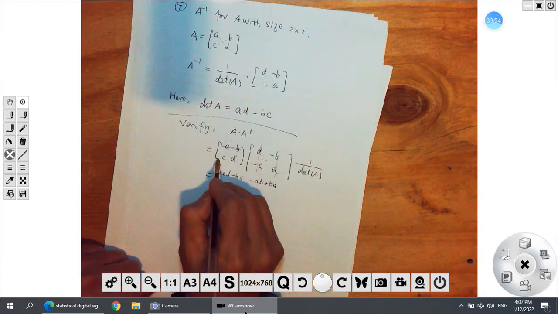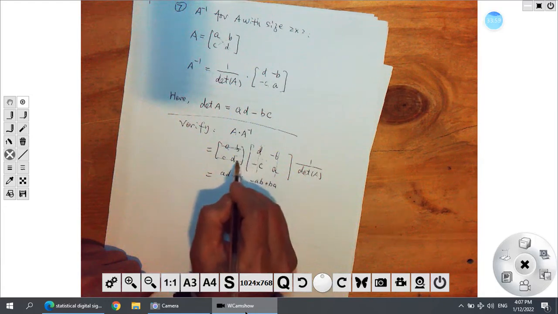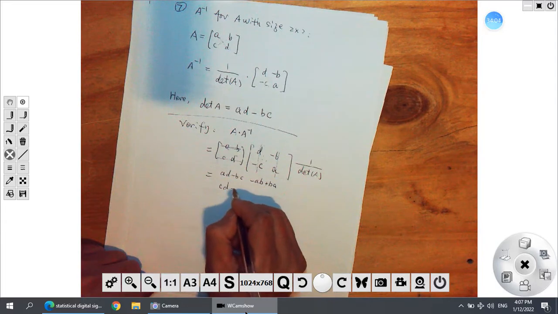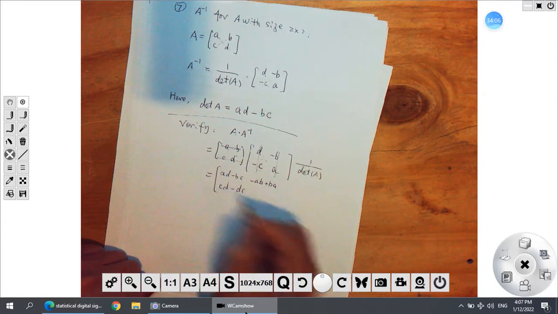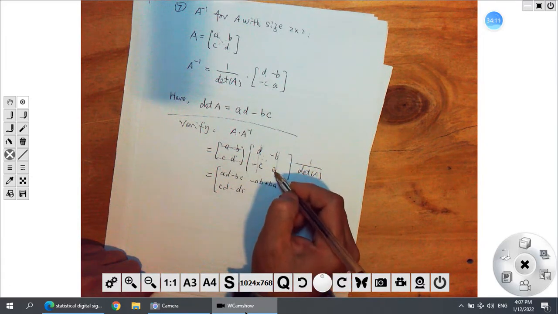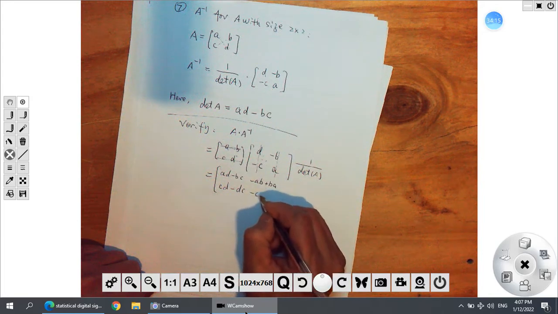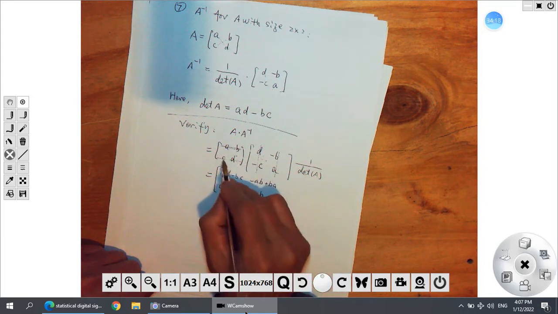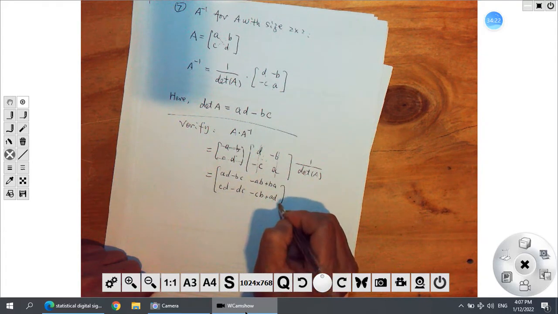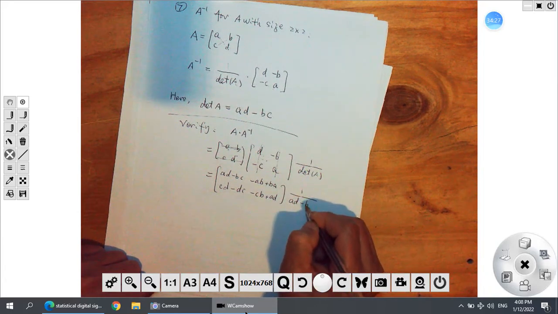And then I use this row and this column. So I have C times D plus negative C times D. So this is CD minus DC. And then for the last element, I multiply element by element and have negative CB plus positive AD. Alright, this is the determinant, which is AD minus BC.